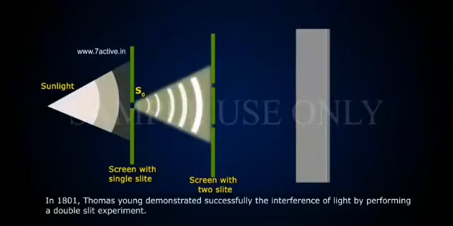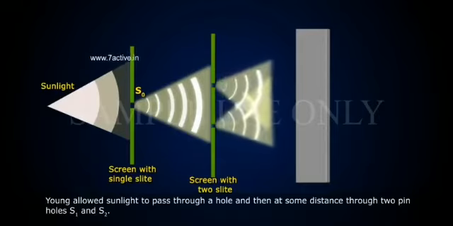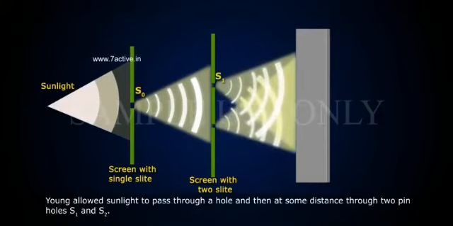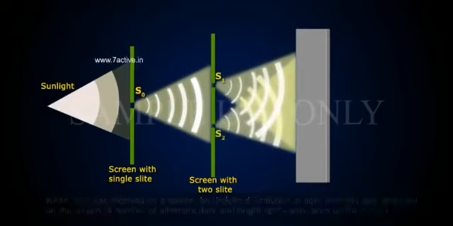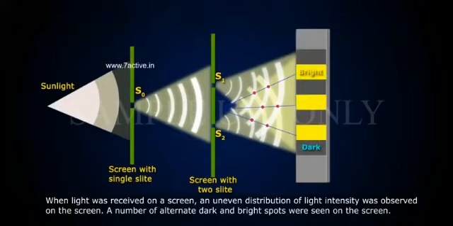In 1801, Thomas Young demonstrated successfully the interference of light by performing a double-slit experiment. Young allowed sunlight to pass through a hole and then at some distance through two pinholes, S1 and S2, when light was received on a screen. An uneven distribution of light intensity was observed on the screen. A number of alternate dark and bright spots were seen on the screen.